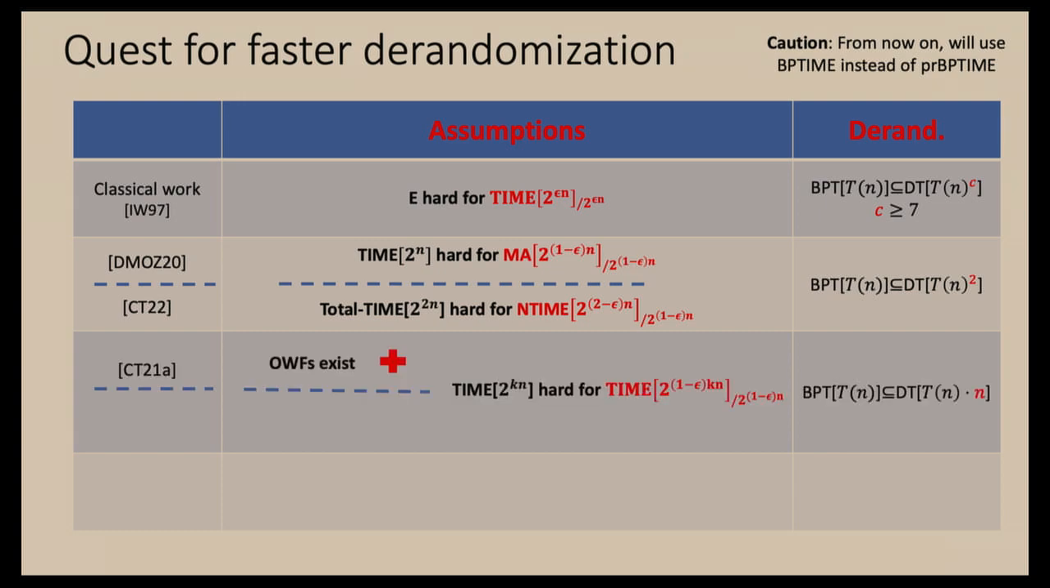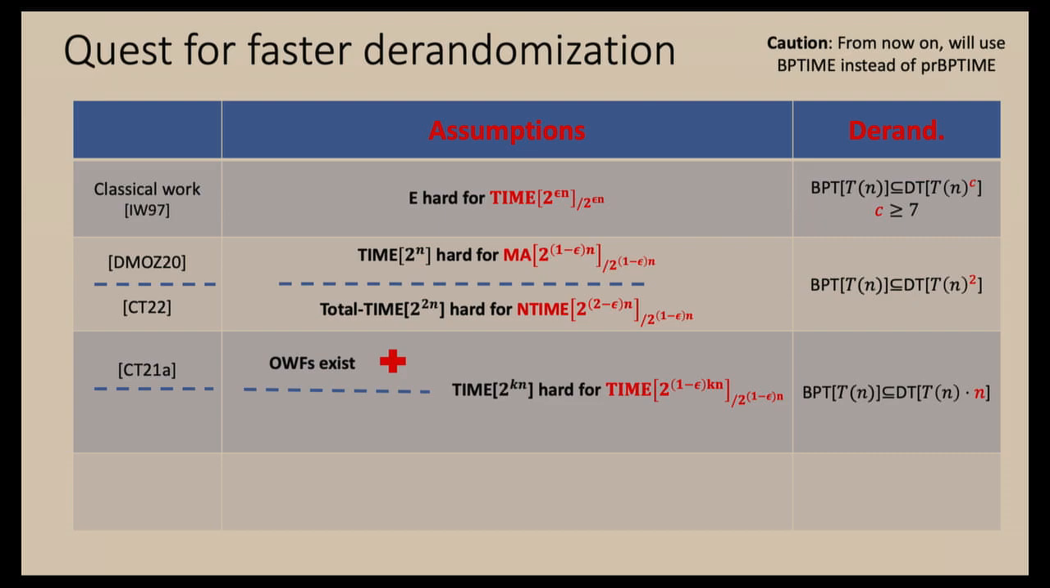I just want to show you what we know about the worst case generalization. Recent work by me and Roy Tao last year shows that if you assume first that one-way functions against non-uniform adversaries exist, and then you assume 2 to the kn time is hard for 2 to the 1 minus epsilon kn time with near maximum advice. This is quite a strong assumption. So this k is basically the n to the k here. If T of n is n to the k, you need to assume it for this k.